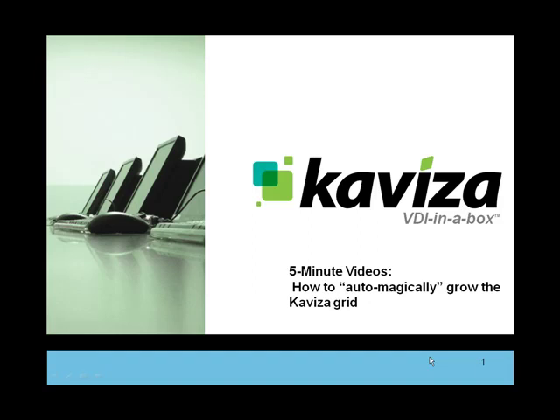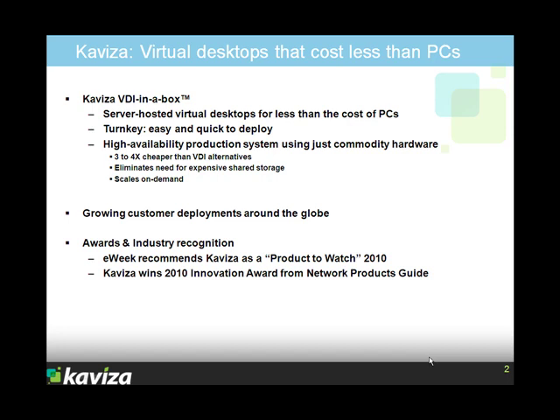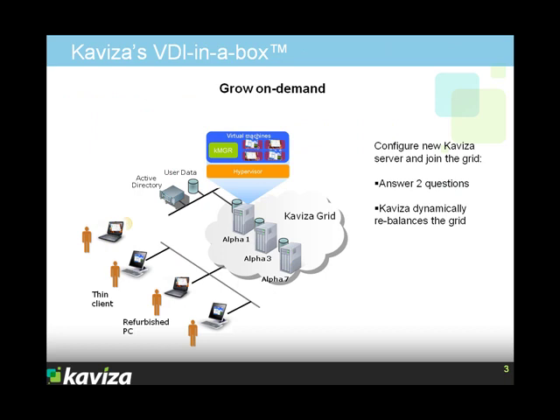In 5 short minutes, we're going to show you how easy it is to scale Kaviza and automatically grow the Kaviza grid. Kaviza VDI in a Box is a turnkey virtual desktop appliance that gives you full virtual desktops for under $500, one-third to one-fourth the cost of other VDI alternatives. Kaviza does this by eliminating the need for expensive shared storage and multiple server components. In this video, we're going to demonstrate how easy it is to scale the Kaviza grid on demand.